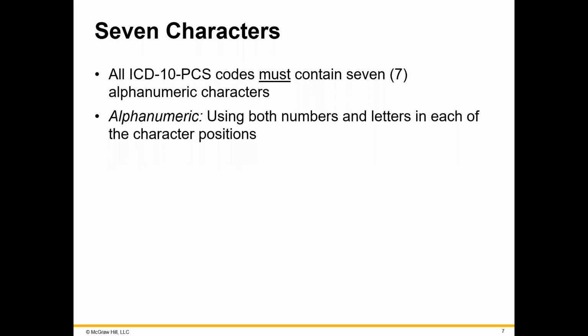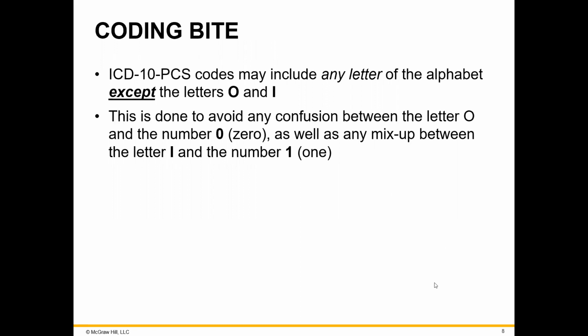Key thing to remember, all ICD-10 PCS codes must have 7 characters. They are always alphanumeric, and they must always have 7 characters. If you have anything different than 7, you're doing something incorrectly. ICD-10 PCS codes may include any letter of the alphabet except the letters O and I. And the reason for this is we don't want to get confused between 0 and 1.